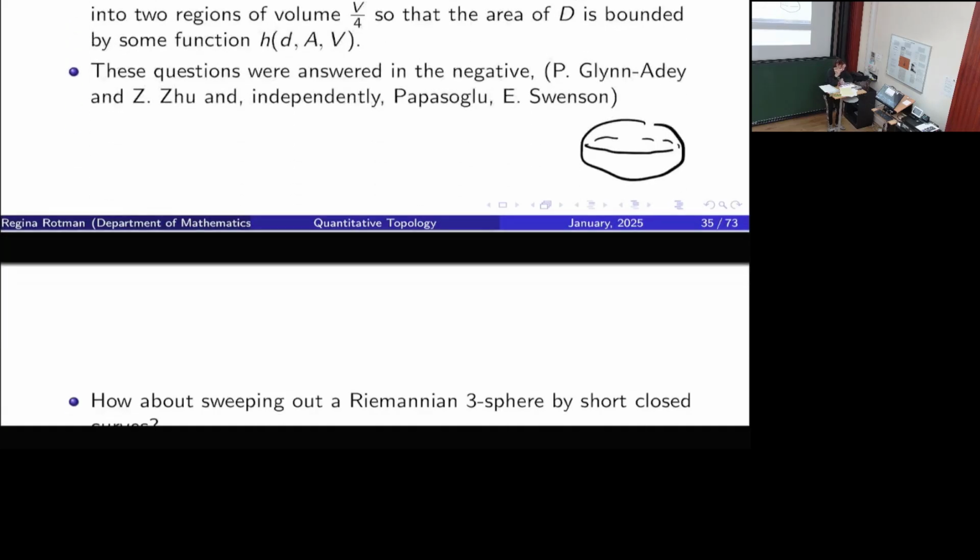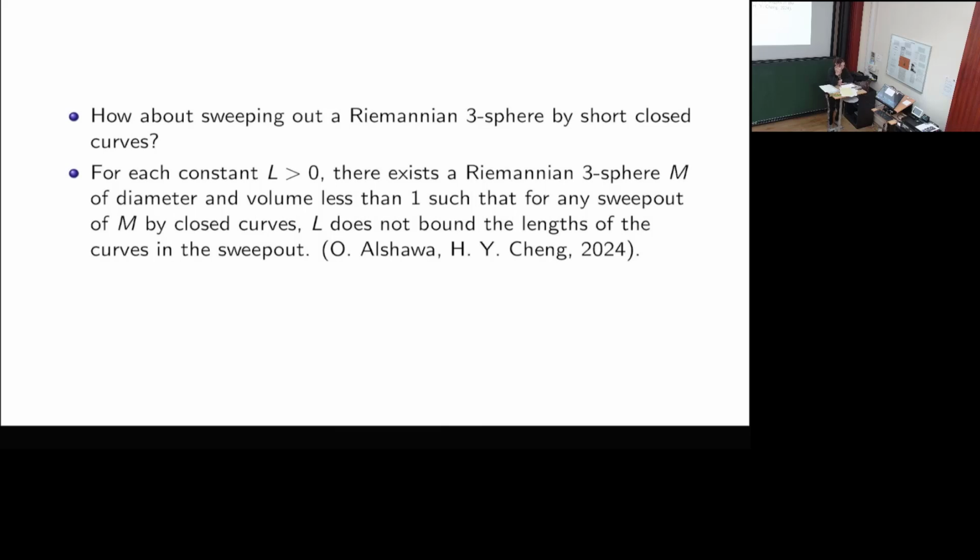And then one can ask, but how about if you are sweeping out your Riemannian 3-disk not by surfaces of dimension 2, but by curves? Can you sweep it out by closed curves so that you can control the length of these curves in an effective way? And the answer is still no. That was shown by Amaral Shawa and Henry Chen, who's here.